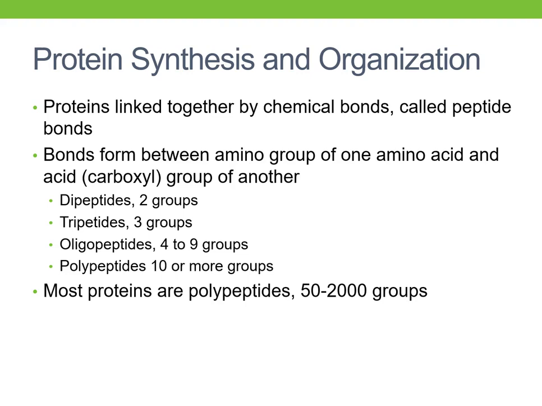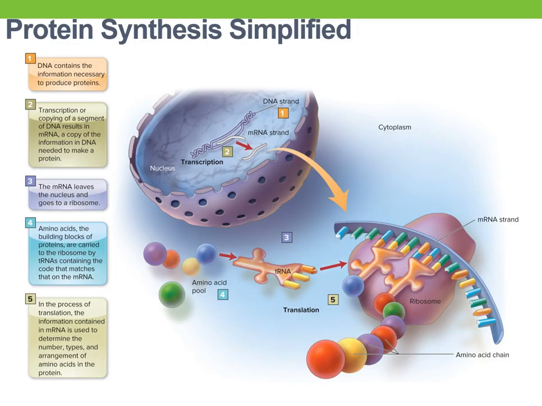Most of our proteins are going to be those polypeptides because their structure is going to be much more complex, so that's 50 to 2,000 groups of amino acids. In order to make this happen, we need to really think about how that protein synthesis works. So we'll see that in order to create a protein, it's all about DNA, deoxyribonucleic acid. And that DNA contains the information necessary to produce proteins.